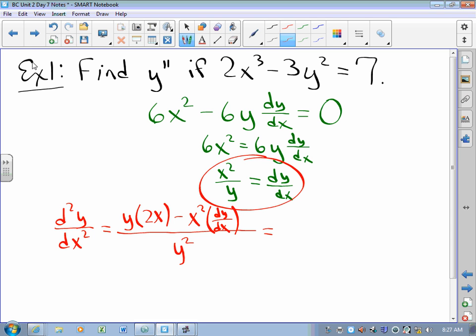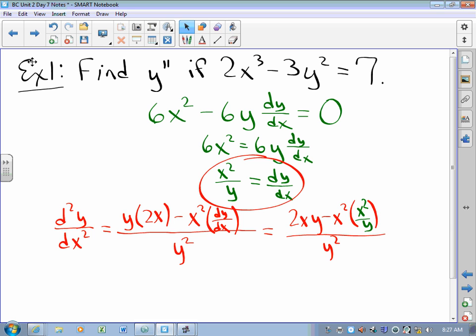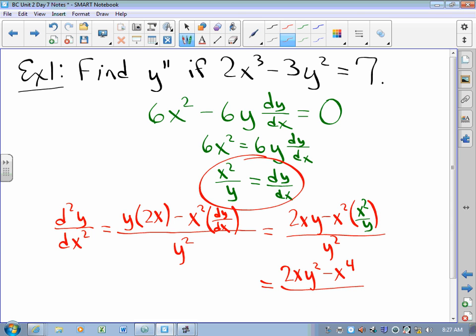So now the question is, what is dy dx? Well, dy dx is what we found in green. So all I have to do is clean that up. It shouldn't be too bad. We're just going to multiply everybody through by y. And if we multiply everybody through by y, that's 2xy squared minus x to the fourth over y cubed. And even though we could factor a greatest common factor out of the numerator, it's not necessary to do that. That is d squared y over dx squared.